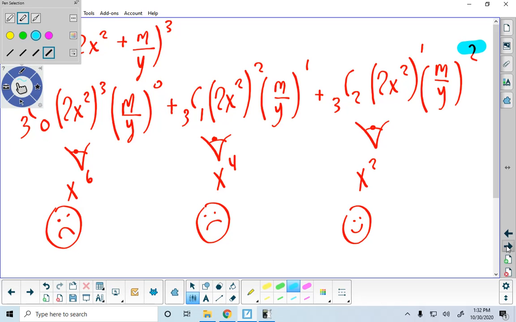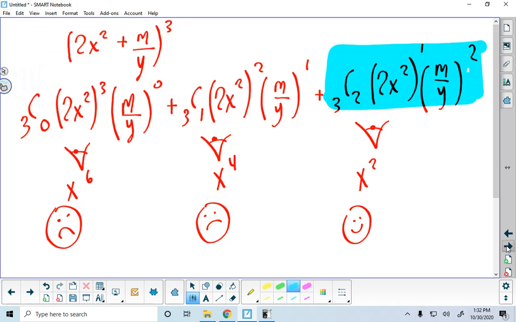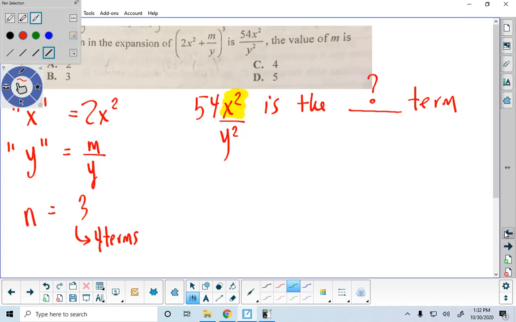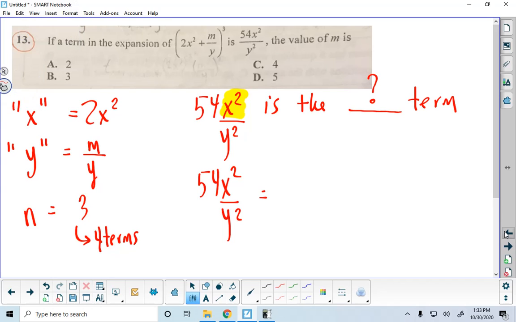is this. It's 3 choose 2 times 2x squared raised to the 1 times m over y raised to the 2. But that third term has to give 54x squared over y squared. So what I can do here is take that third term, 54x squared over y squared, and set it equal to what the third term is from the binomial theorem formula.